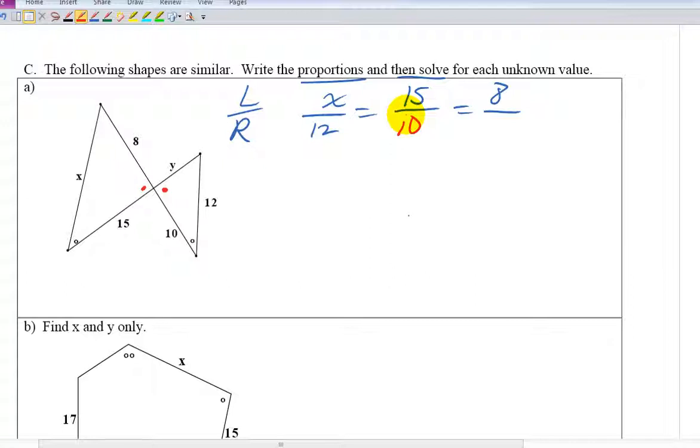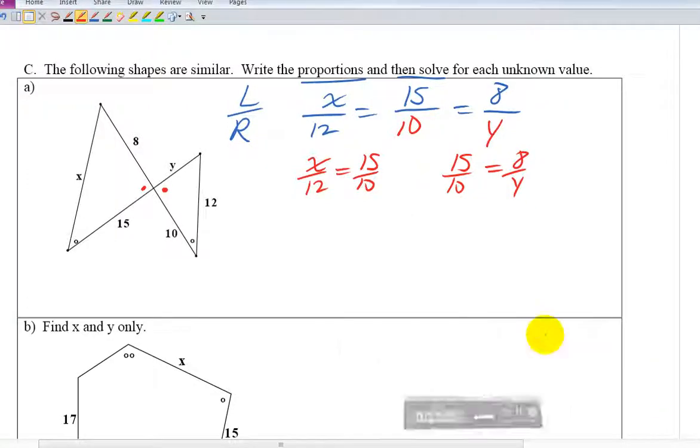What goes underneath 8 and why must it go underneath 8? Pardon? Why? Closed dot and nothing. Good. Your angles help you match up your sides correctly. Okay, so we have 2 pieces of work. We have x over 12 equals 15 over 10. And we have 15 over 10 equals 8 over y. Go ahead, solve for x and y.